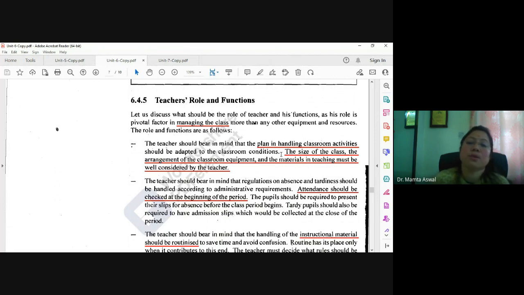Another important role is managing the resources. If he has planned that a particular resource will be used inside my classroom, he will be taking care of all of that resource: how to use it, what to do, how to safeguard it. All of these things will be taken care of by the teacher.